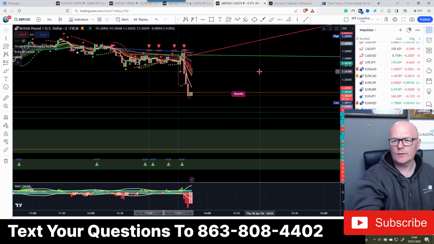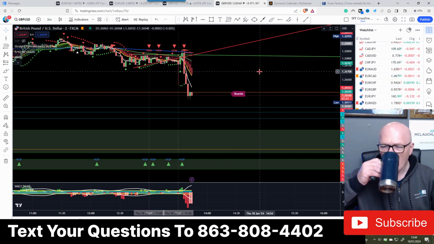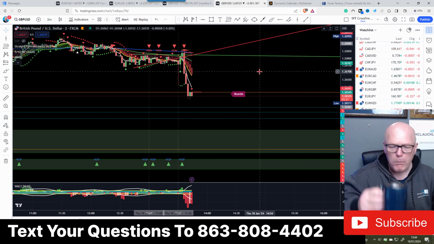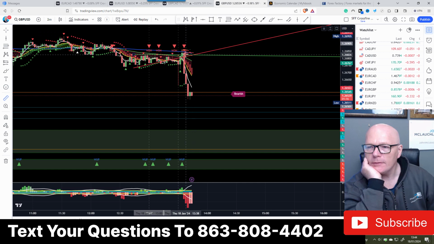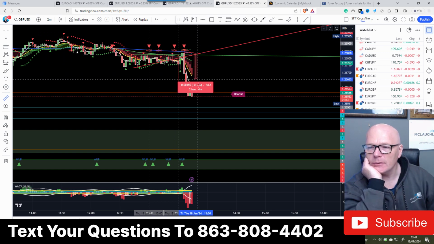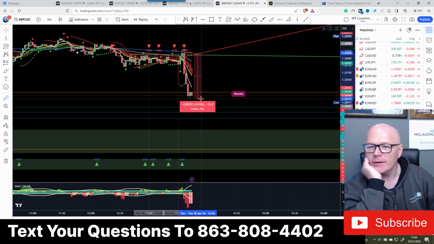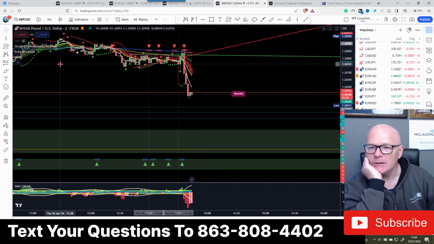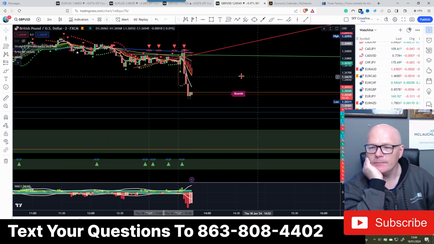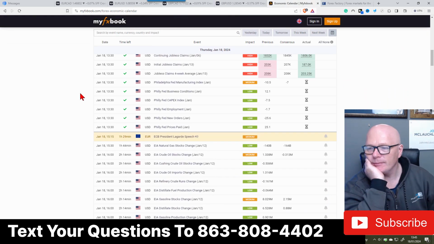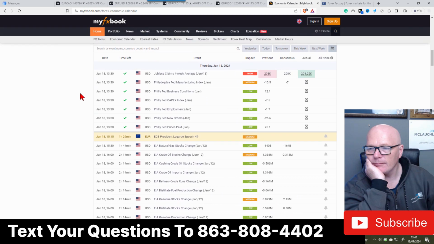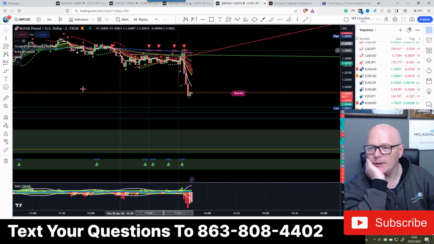It's clearly under some form of manipulation still. Because this move here, from the top of the red candle all the way down to where it went, is 33 pips. Which is quite a big move in 6 minutes. So it's still suffering the effects of this news. There's still manipulation going on. And I don't like it.